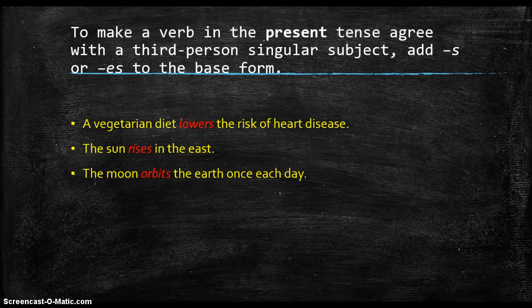We have the sun rises in the east. Sun is a singular subject, so we put s on the end of rise, and there we go. The moon orbits the earth once a day. The moon is a singular subject. Put an s on the end of orbit. We have a verb that agrees with our subject.